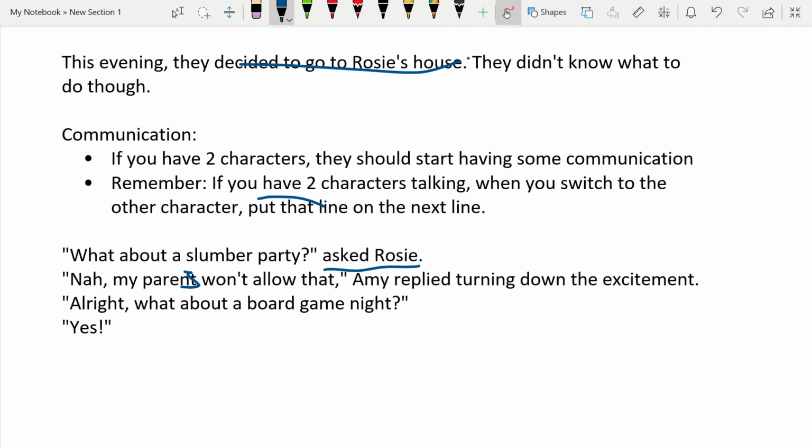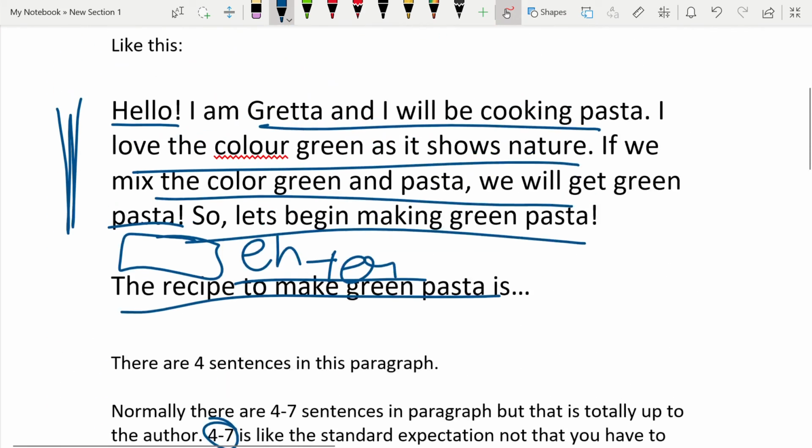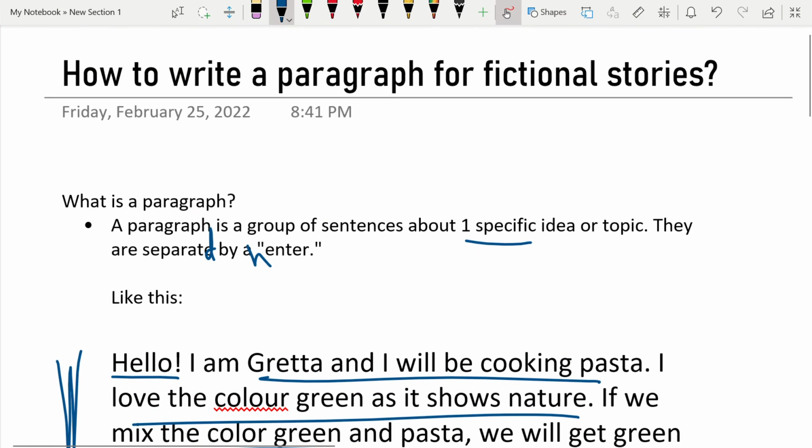"All right. What about a board game night?" And I didn't put anything over there because that's kind of common. And Amy replies, "Yes." Alright, that's basically how you can write a nice fictional paragraph for stories.